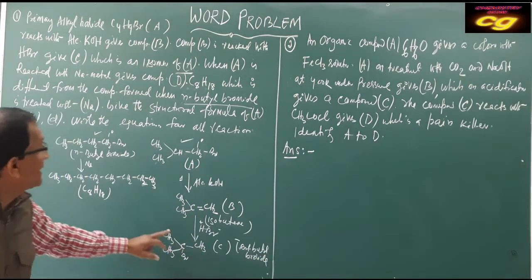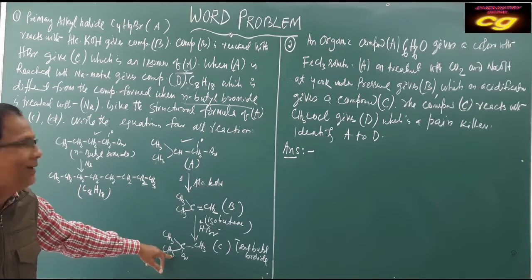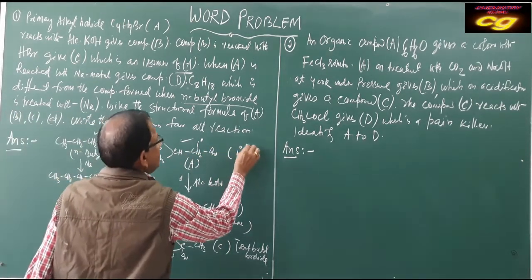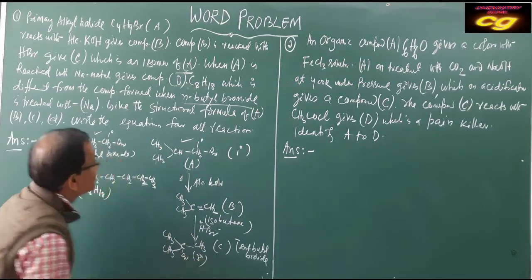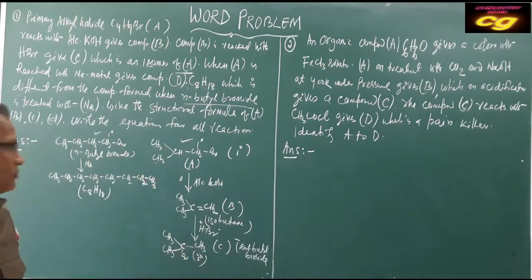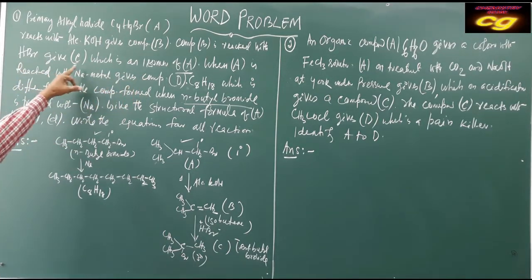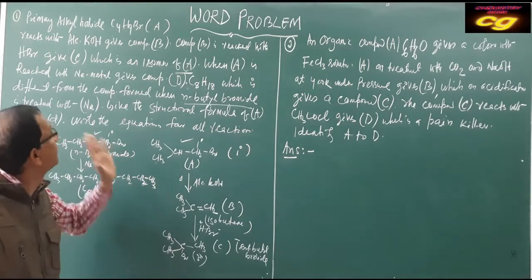C is produced, and C and A, just see, are isomers. C here is primary in A, but this one is tertiary. So both are isomers. As per the question, compound B reacted with HBr gives C, which is an isomer of A. Now A is this one, and these are isomers.